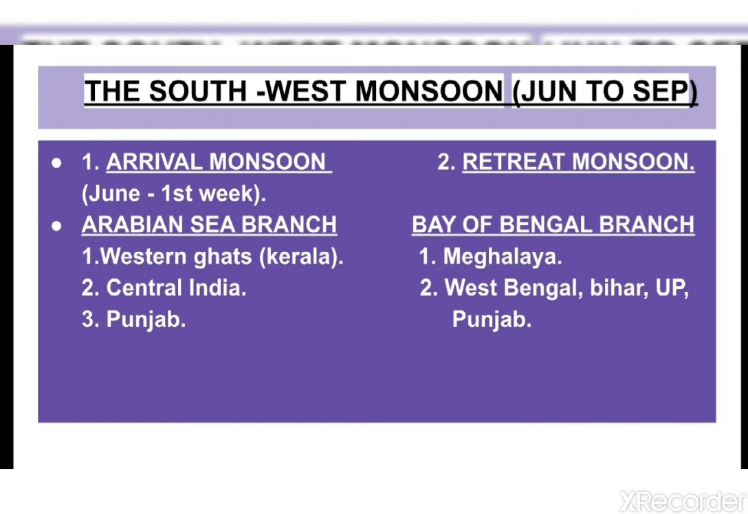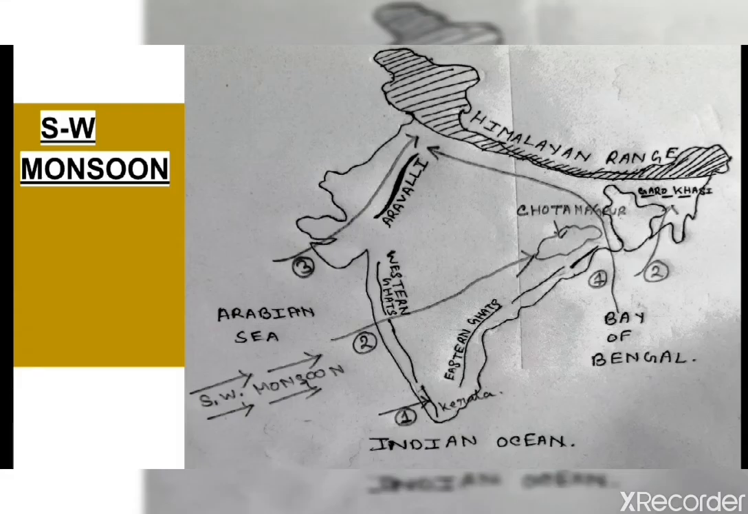Okay. So in the map you can see at one point, that is the northwestern part of India, in this part, Punjab, Haryana, these states are here. So at this part of India, these two branches, that is the Arabian Sea branch and the Bay of Bengal branch, meet and bring rainfall.